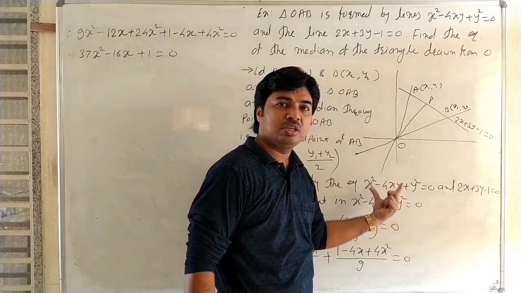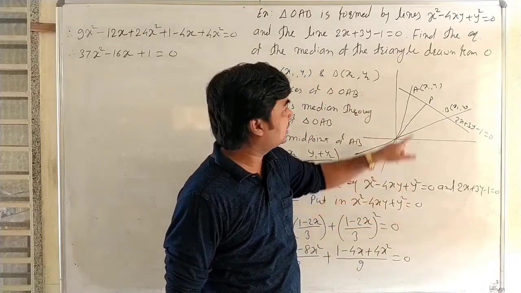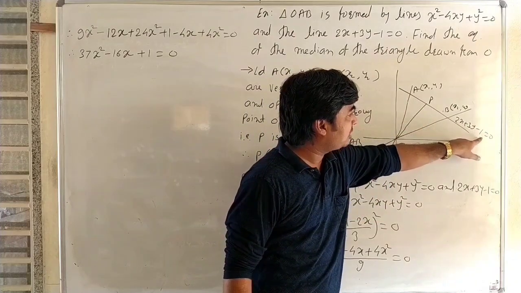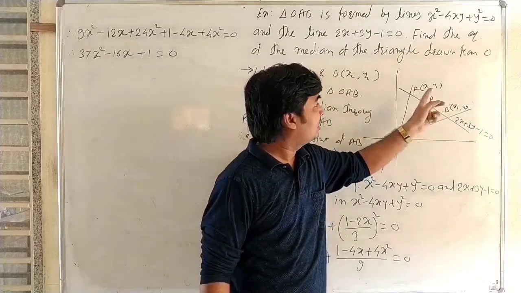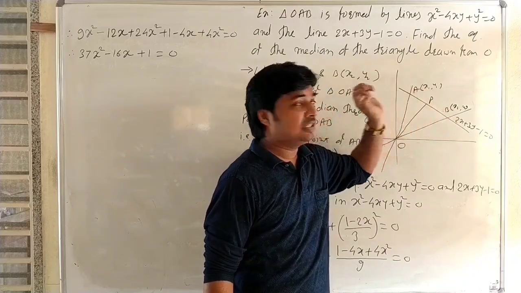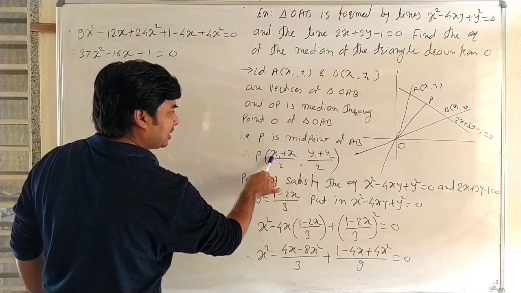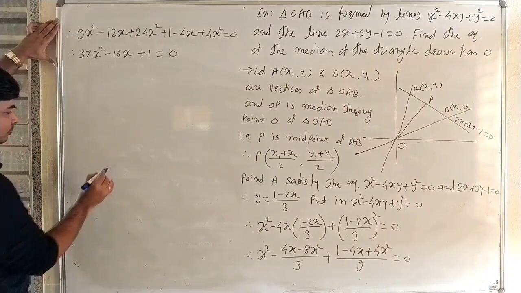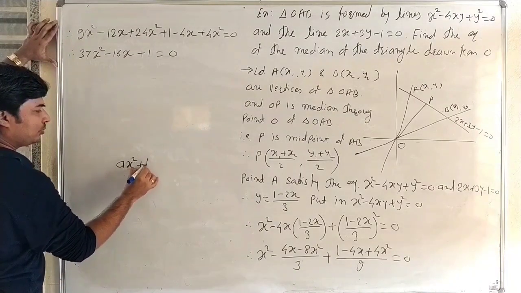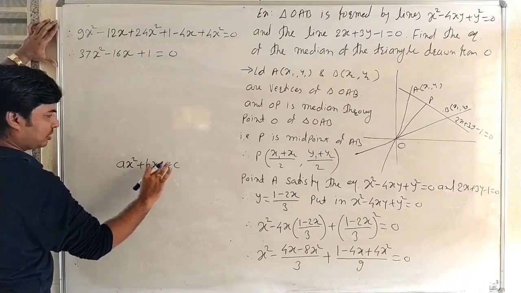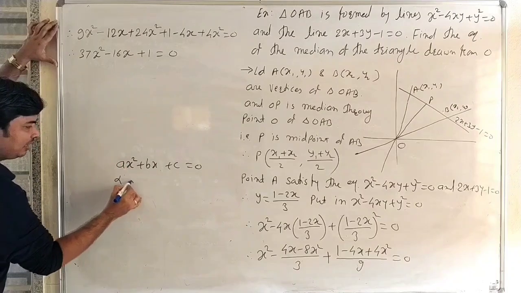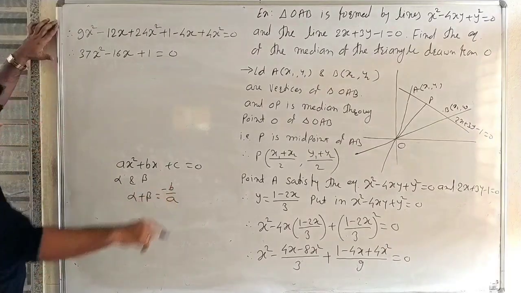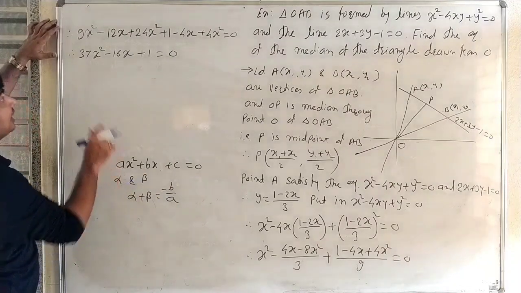This equation, the second degree homogeneous equation, is satisfied by all points on both lines. Therefore, this equation satisfies point A and point B, and 2x plus 3y minus 1 also satisfies A and B. Therefore, the values of x are two values, x1 and x2. But we want to find x1 plus x2, and x1 and x2 are the roots of this equation. So directly we find the sum of the roots of this equation. Here we know that if the quadratic equation is ax square plus bx plus c equal to 0, then alpha and beta are the roots. Therefore, alpha plus beta is equal to minus b by a.